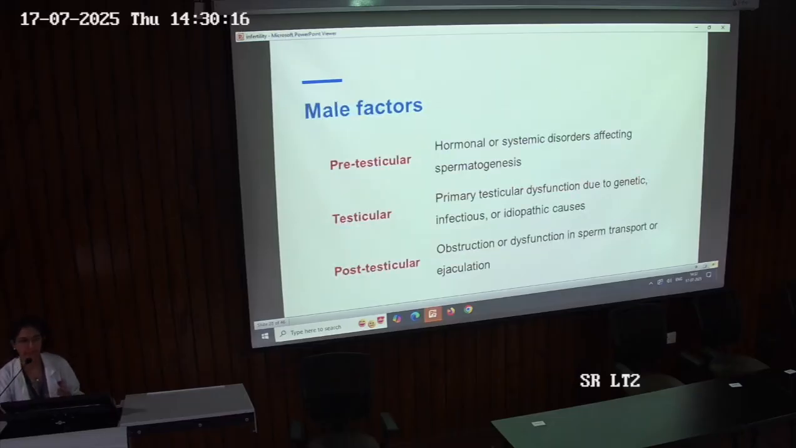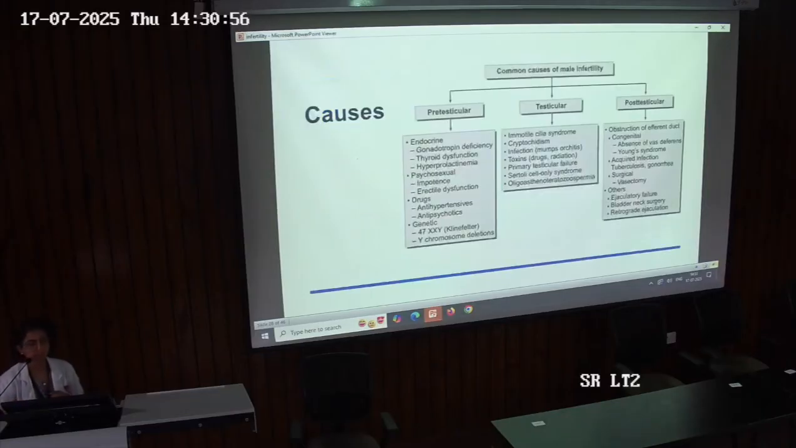Now come to male factor infertility. Roughly 40 to 50 percent, meaning half of the infertility, belongs to the male. In male factors, the important classification that we use is pre-testicular, testicular and post-testicular causes of infertility. Pre-testicular are basically related to the hypothalamic pituitary axis or some systemic disorders like hypothyroidism, hyperprolactinemia or some sexual dysfunctions. Testicular is basically primary testicular dysfunction or testicular failure, and post-testicular are basically obstruction at the level of the vas deferens or ejaculatory duct.